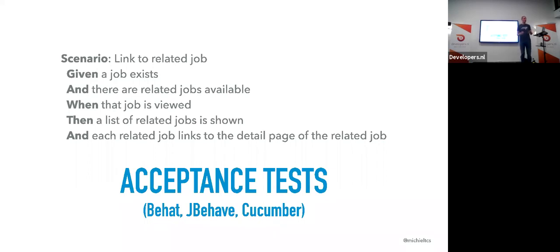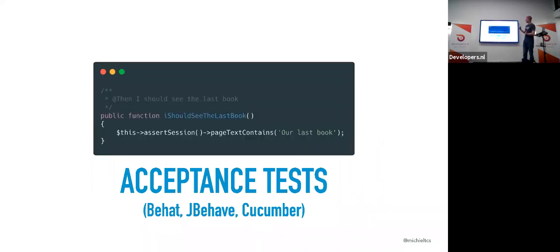Tools like Behat, JBehave, Cucumber allow you to write tests like this and then implement them. And those tests can look like this, like I should see the last book, and what you write is actually technical code that is behind that statement of natural language. So you actually implement that statement of natural language.